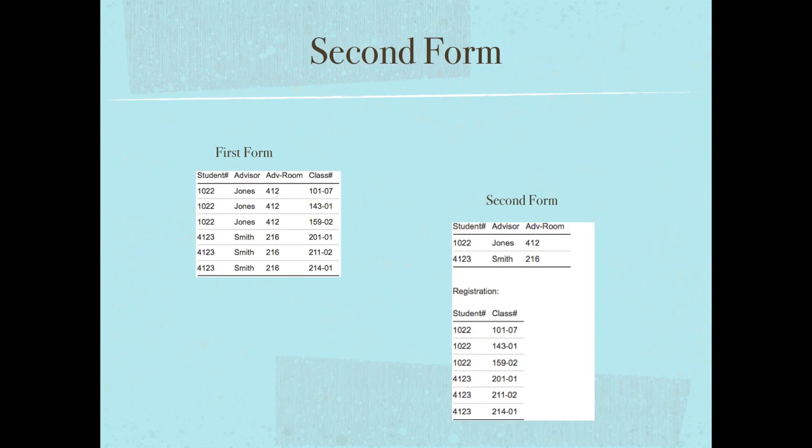In our second form, note the multiple class number values for each student number value in the above table. Class number is not functionally dependent on student number, so this relationship is not in second normal form. It is still in the first form. The following two tables demonstrate second normal form.